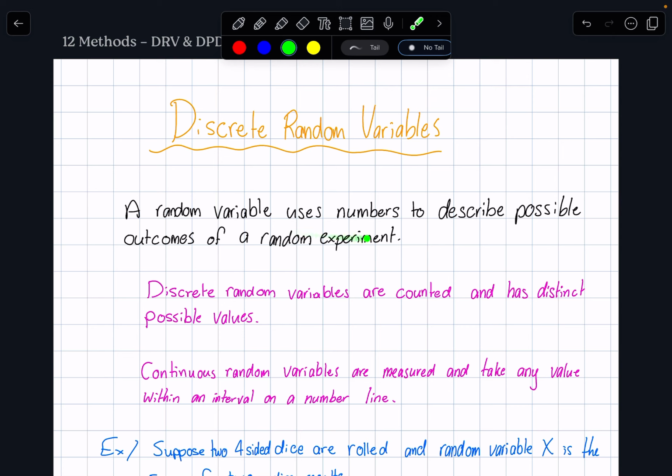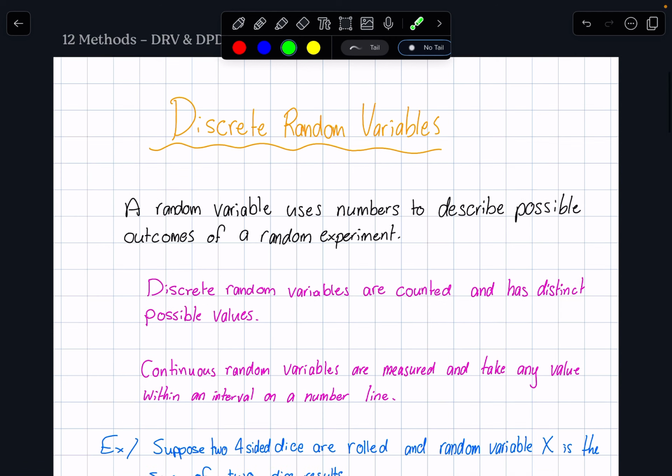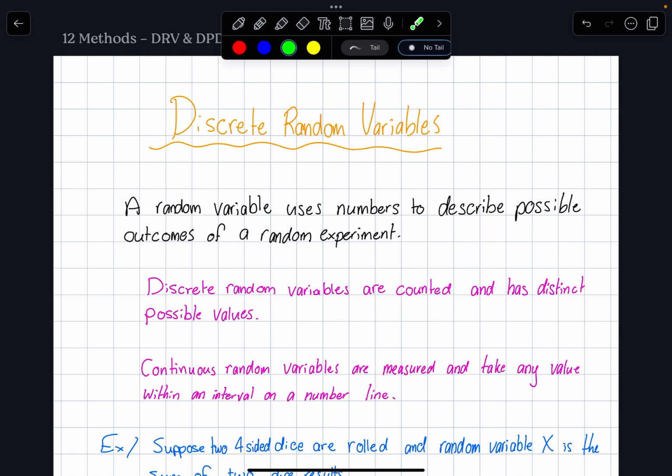So a random variable uses numbers to describe possible outcomes of a random experiment, so it is all to do with probabilities. Now we need to be really careful about the difference between discrete random variables and continuous random variables. We will look at these later in the year, but for now we're going to focus on discrete. Discrete random variables are counted and have distinct possible values. So you've got to be really careful that it has to be a whole number and has to be counted.